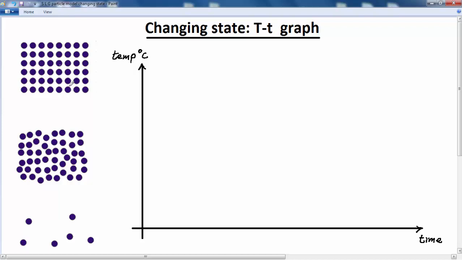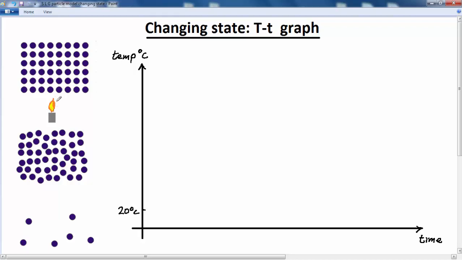Now we're going to use an imaginary substance. It's a pure substance, and the changes that occur to this substance as it's being heated are typical of any pure substance that exists in the solid, liquid and gas state. So we're going to heat the substance and record its temperature. Now we remember that the temperature of the substance is a measure of the average kinetic energy of its particles. The particles in the solid are vibrating around a fixed position, and at the moment we'll say that the temperature of the solid is at room temperature, 20 degrees Celsius, and so we're going to start heating the solid.